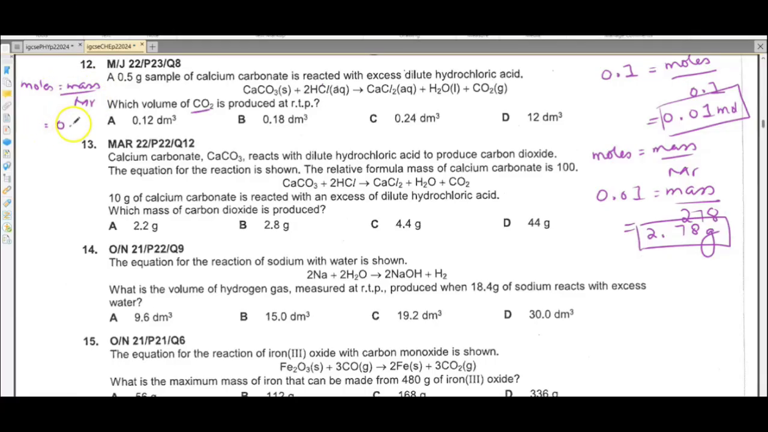So mass is 0.5 grams and the MR for CaCO3 is 100. So this is going to give us the moles to be 5 into 10 raised to the power minus 3. Okay? So now we have the moles and we can easily find the moles of carbon dioxide. Since CaCO3 and CO2 are in the same ratio, that is 1:1, the moles are in the same ratio. So CO2 will have the same number of moles as CaCO3 in the reaction.